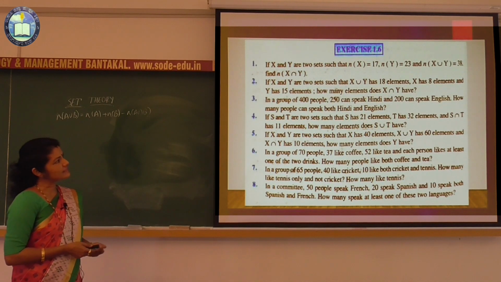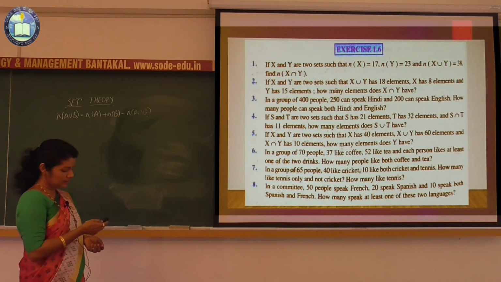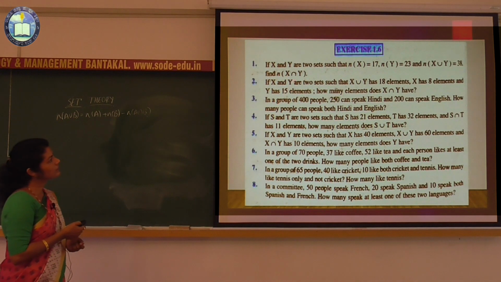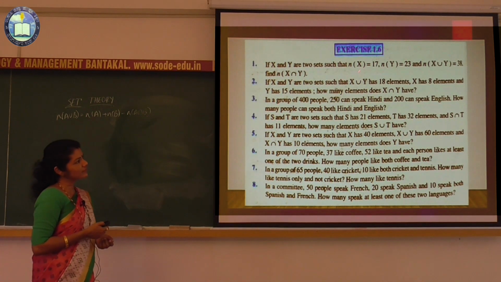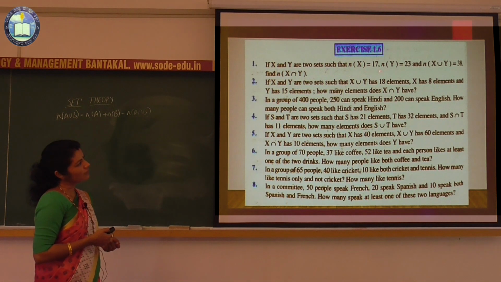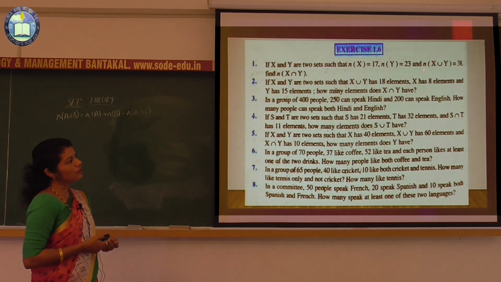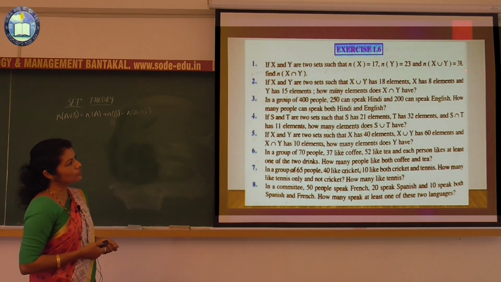Now we'll begin with the exercise questions 1.6. Consider the first question. If x and y are two sets such that n of x equal to 17, n of y equal to 23, n of x union y equal to 38.